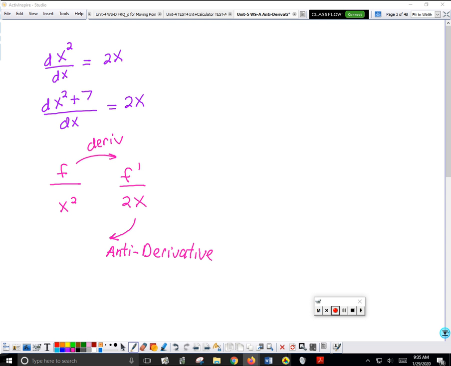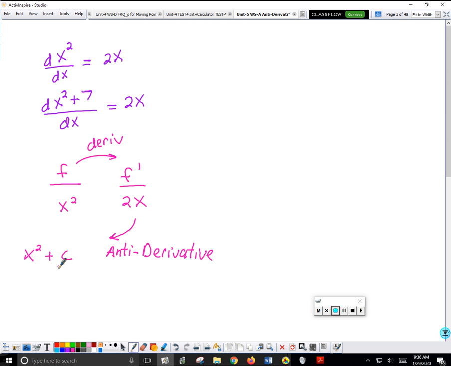Key thing to notice. If you start with F, you can find F prime perfectly. But if you start with F prime and go this direction, to the antiderivative, I can't find it perfectly. The best I can do is say, if I start with 2x, maybe I started with x squared, but maybe I started with x squared minus 10, or x squared plus 3, or x squared minus e. I don't really know. So you can't go backwards perfectly without some additional information.